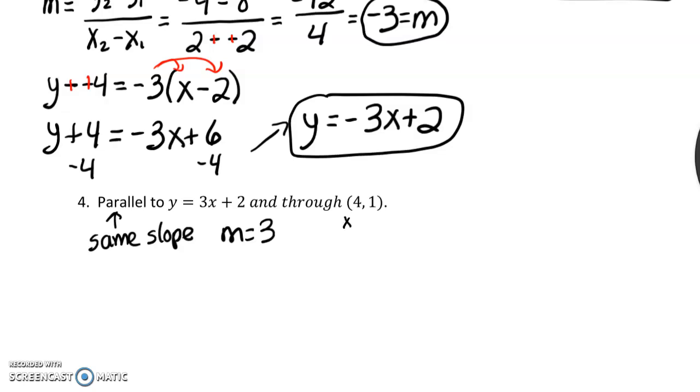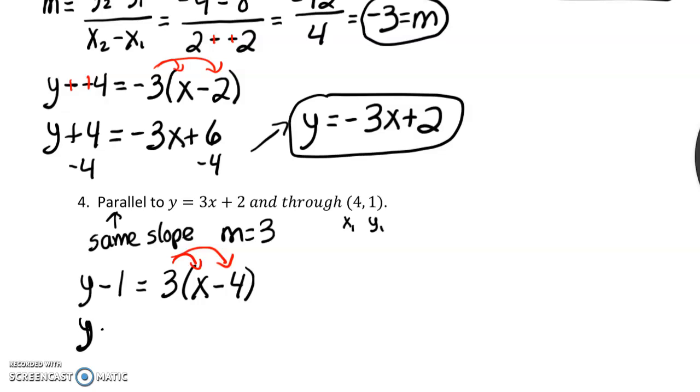So remember, this is my x sub 1 and this is my y sub 1. So I'm going to have y minus the 1, is equal to the slope, which is 3, times x minus our x, which is 4. Okay, so I'm going to go ahead and distribute the 3. So I have y minus 1 equals 3x minus 12.